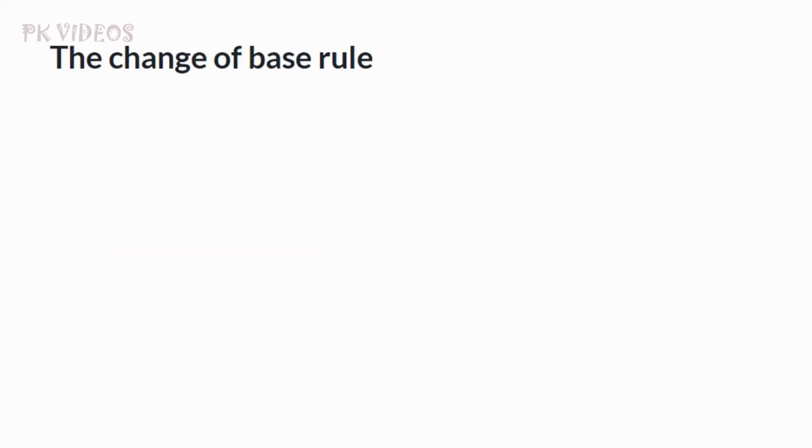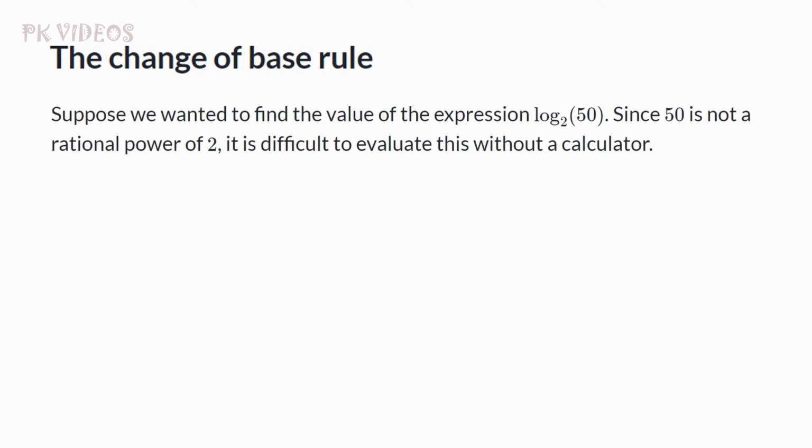Now there is another important rule, that is the change of the base rule. Suppose we wanted to find the value of the expression log 50 to the base 2. Since 50 is not a rational power of 2, it is difficult to evaluate this without a calculator. We cannot multiply 2 times 2 times 2 any number of times to get 50.